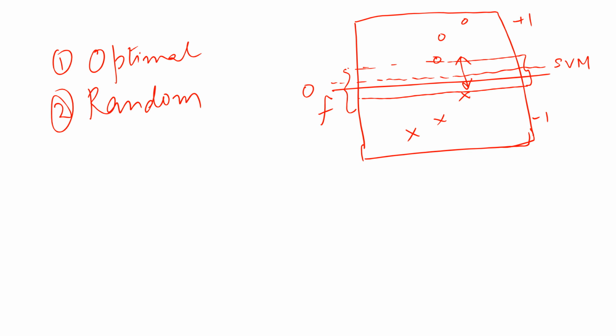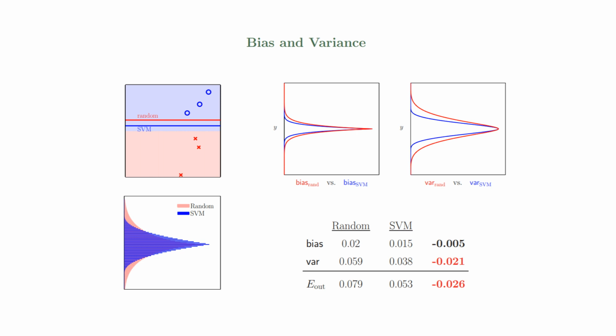So let's look at what the results of this are, all right? So here it is. And as I said, this was the experiment, and we're looking at it through the lens of bias and variance. And this is the distribution I was talking about.